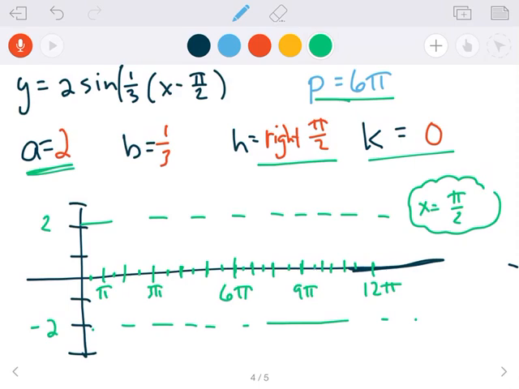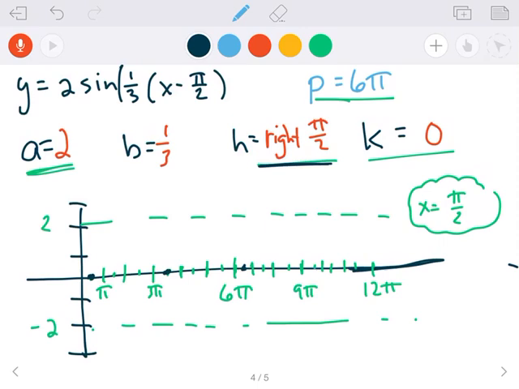If we did not have a shift, we'd start our sine graph at 0, and then we'd go to 6 pi. Since we have a shift here of pi over 2 to the right, we're going to start it here, and we're going to shift it pi over 2 past 6 pi. So we're going to end it here. And remember, the sine graph starts and ends at the midline, right? So then we're going to go halfway between these, which would normally be 3 pi. We're going to shift that pi over 2 to the right. So this is going to be the middle of our graph. Those are our 3 x-intercepts.